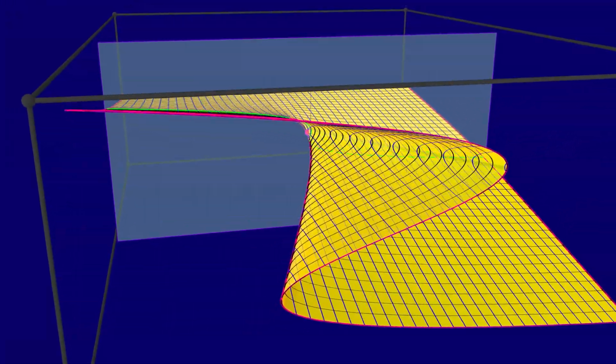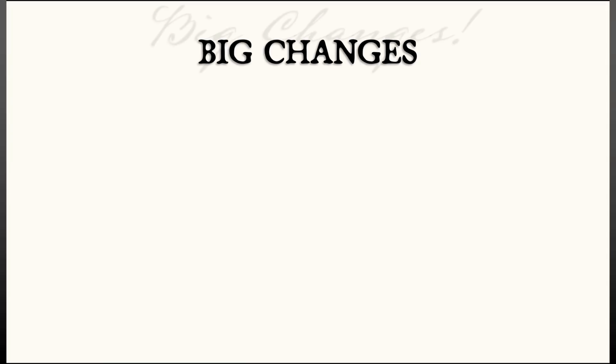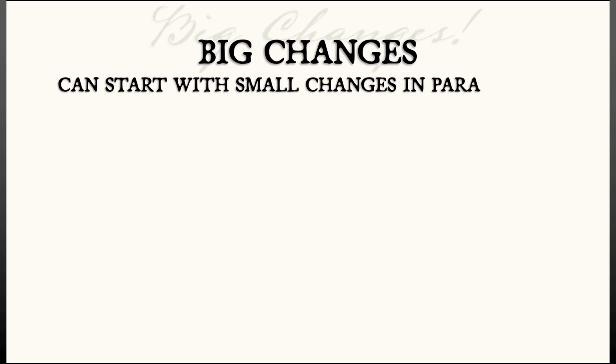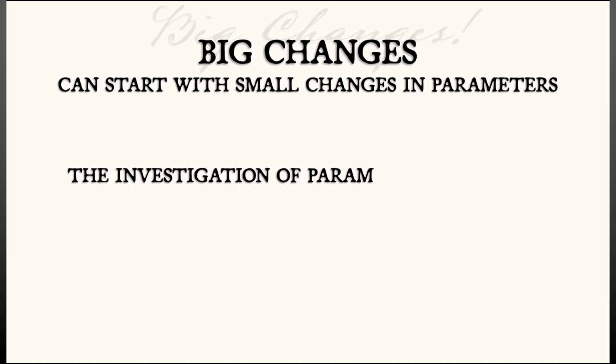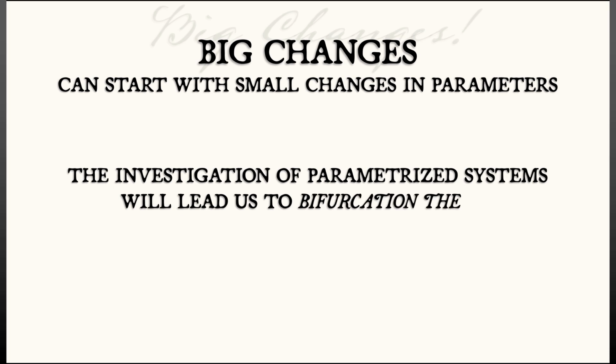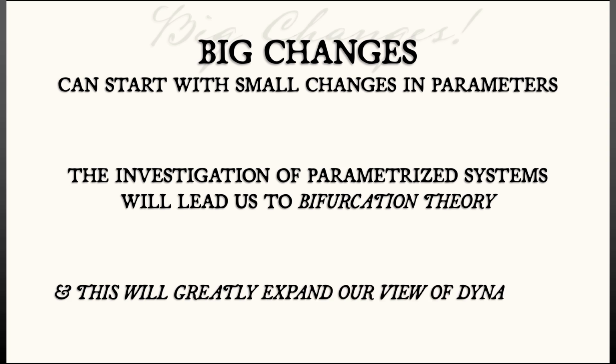In the end, what we're going to find is that big changes in dynamics can emerge from very, very small changes in constants, in parameters. And our investigations are going to lead us to develop a theory for such changes. Bifurcation theory. This is going to greatly expand our view of what qualitative dynamical systems means.